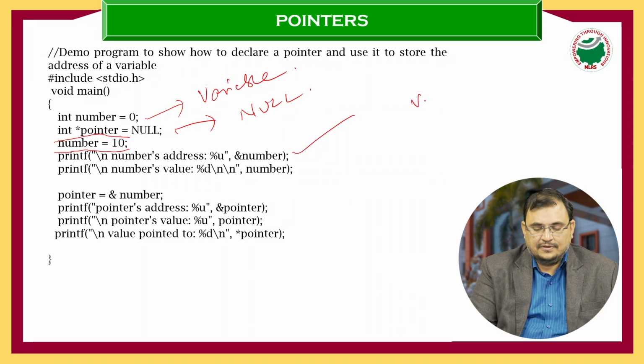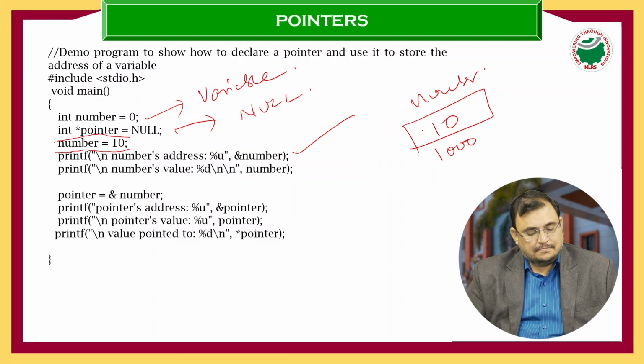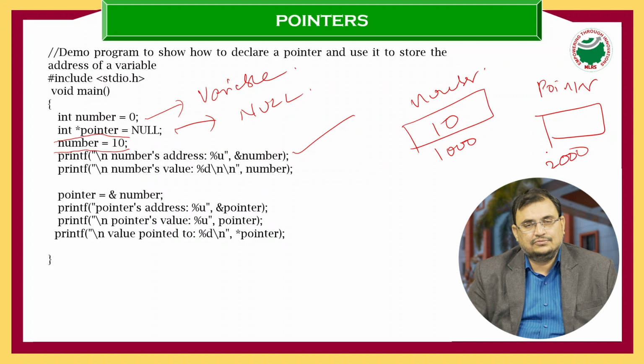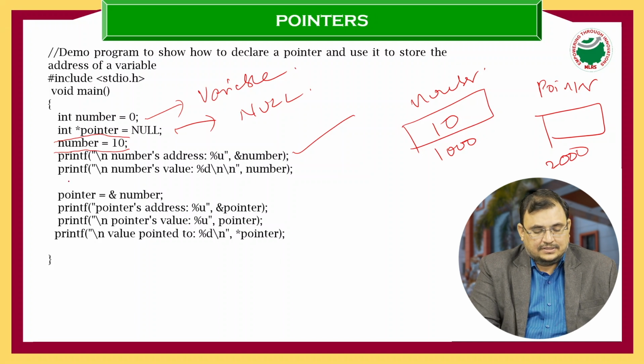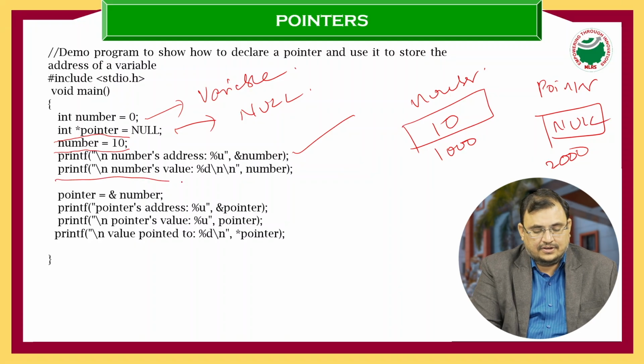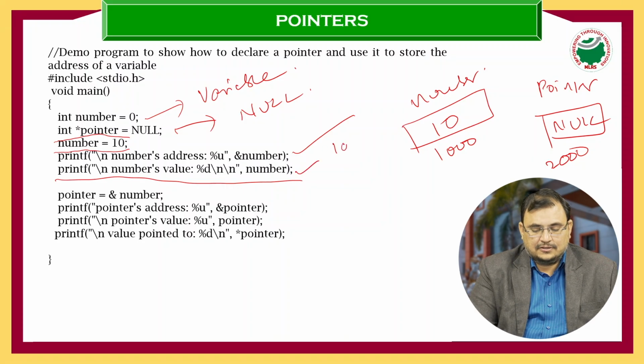&number means, for example, whenever you declare a number, memory is allocated for the number. Assume the address of the number is 1000 and you are storing 10 inside this number. And if you consider a pointer, the pointer is also a variable which also has an address. Assume the address of the pointer is 2000, and here you are storing null inside this pointer. Now you are printing the number. The address of number will print 1000, and the value of number will print 10.